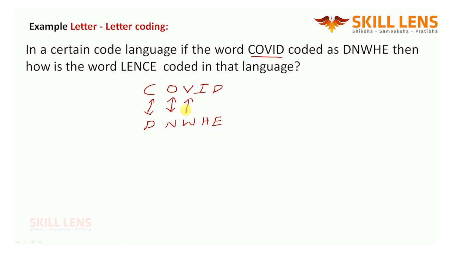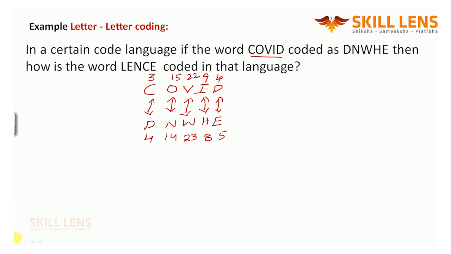So it may be straight, it may be anything. First important point, you should know the place positions. So C place position is 3, O 15, V 22, I 9, D 4, and D 4, N 14, W 23, H 8, E 5.